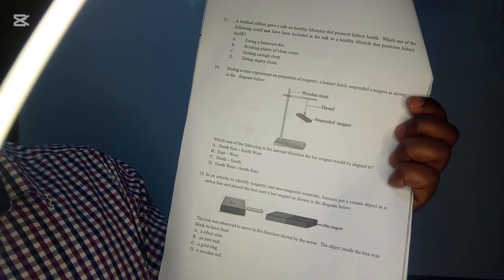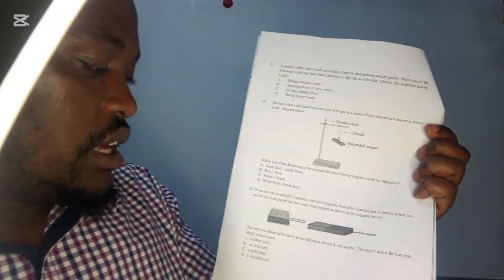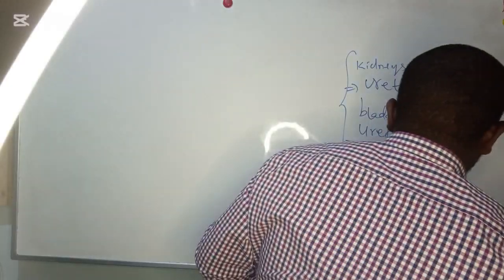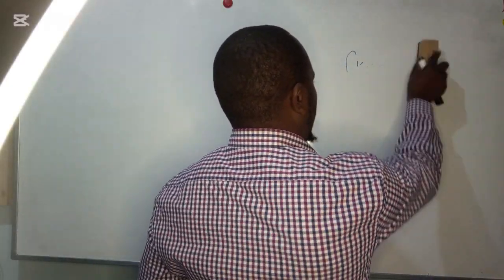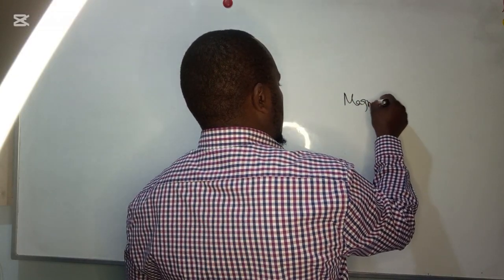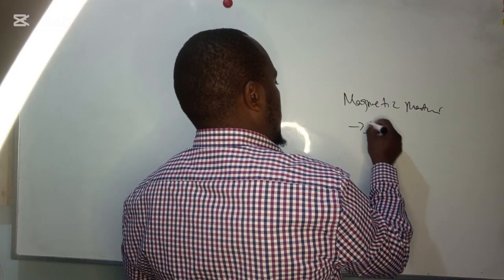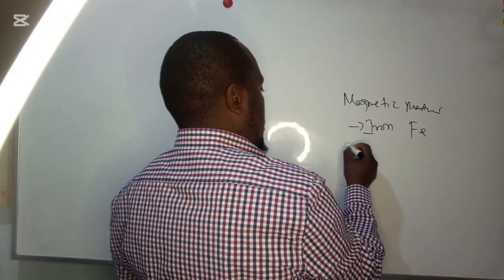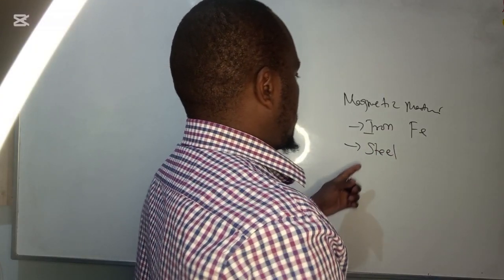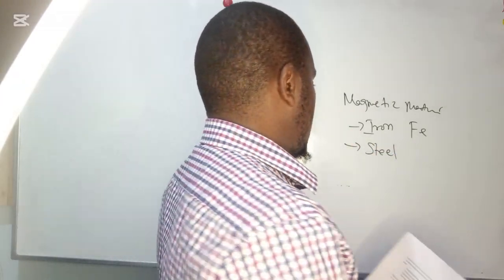That is actually what I wanted to add. The one that you should never forget is iron. Iron is magnetic. Magnetic materials: iron, the symbol is Fe. The other one is steel. I will not give you the symbol because steel is an alloy. It has iron and other elements mixed in it.